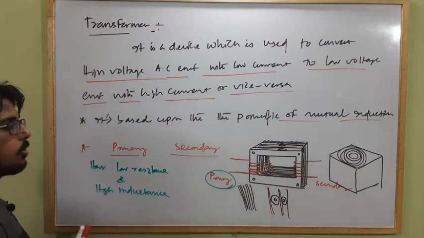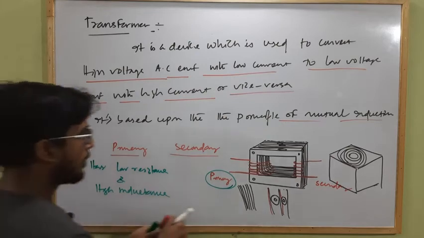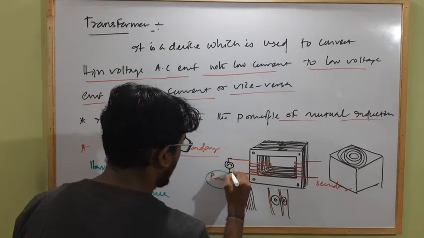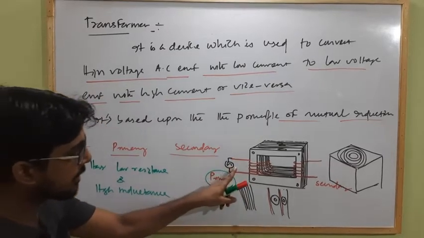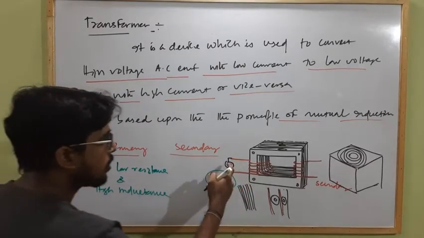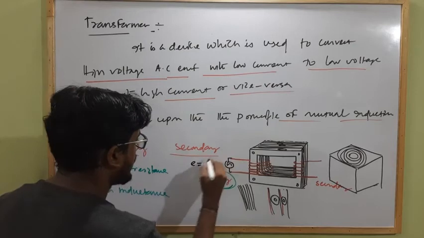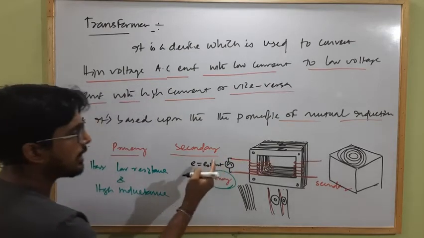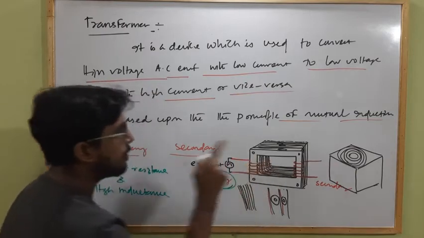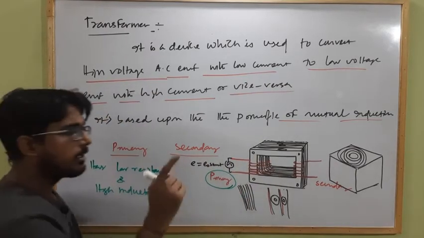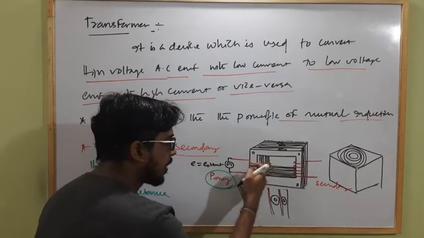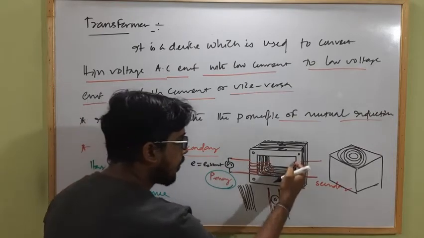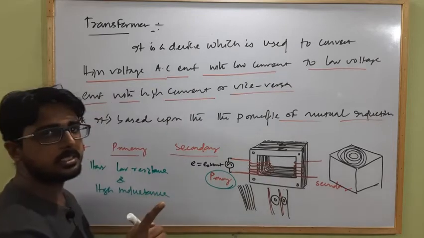Okay, and what is the working? We have to connect an AC source across the primary coil. So when we connect an AC source across the primary coil, let the EMF be E equal to E naught sin omega t. Due to the time varying EMF, the current flowing through the primary coil will change with respect to time. That's why the magnetic field linked with the primary coil changes with respect to time. Due to the change in magnetic field, the flux linked with the secondary coil also changes.